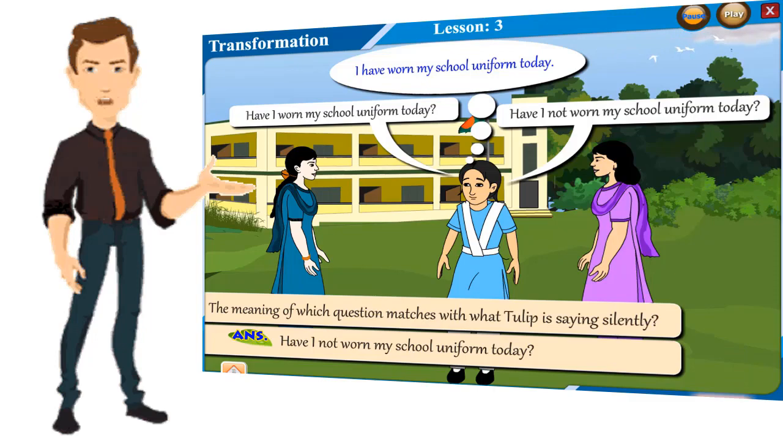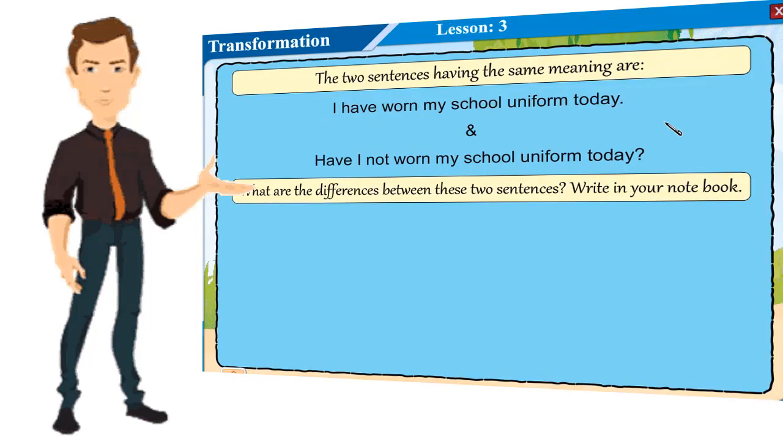Okay, let's go to the next slide. Look, the two sentences having the same meaning are I have worn my school uniform today and have I not worn my school uniform today? Now I'm asking you another question: what are the differences between those two sentences? Write in your notebooks. Now you have to pause the video here and try to find out the differences between the two sentences. After a few minutes or seconds, I will show you the real answer. Okay, just pause and try to find out.